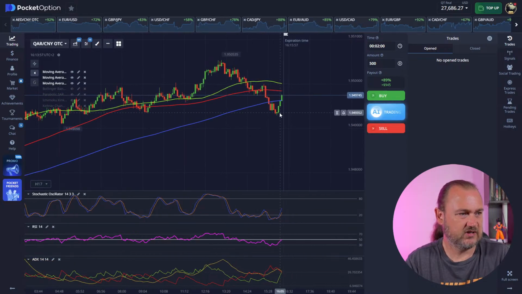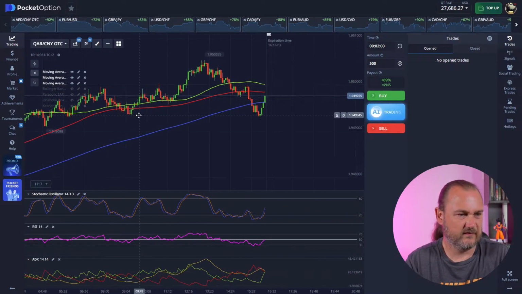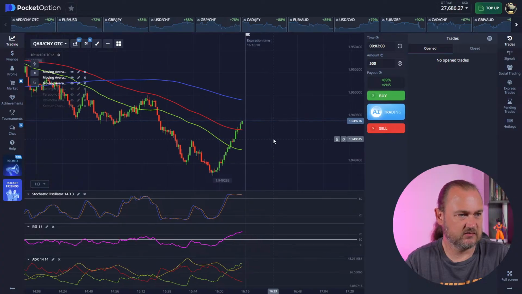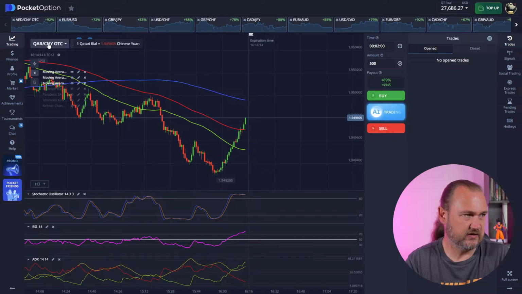So we can see that we tested this support level here. It's not a very strong support though, but the way this is coming up, let me just see what the 1 minute looks like. Oh, horrible. This is something you cannot trade.